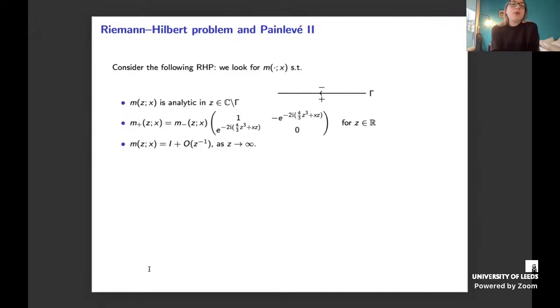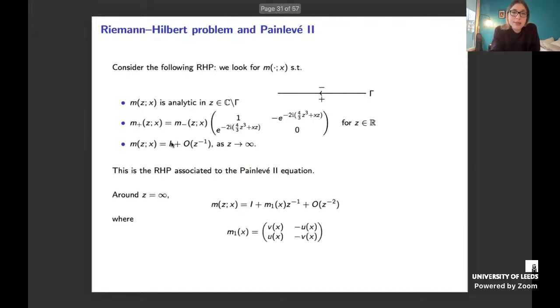Now we look for this matrix valued function that is analytic in the complex plane minus the real line, and the plus limit and the minus limit are related by this jump matrix. If you are familiar with the Airy function, you see that the jumps have a very familiar form. And then you have the asymptotic condition that at infinity, the solution has to approach the identity. So why do we study this specific problem? Well, because this is the Riemann-Hilbert problem associated to the Painlevé-2 equation.